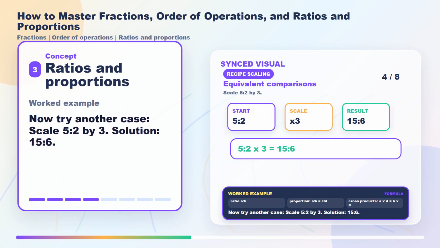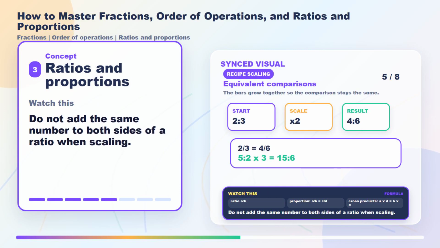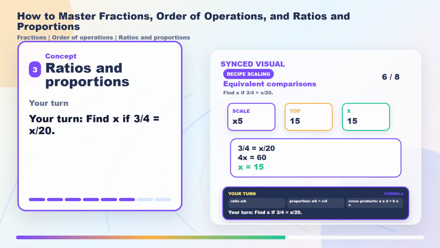Now use the same idea in a new case. Scale 5 to 2 by 3. Step by step, the solution is 15 to 6. Notice the order: identify the quantities, write the operation, calculate, and check the result. The easy mistake is adding instead of multiplying. Do not add the same number to both sides of a ratio when scaling. The fix is simple. Slow down and ask what each number represents before using a rule. Scale the pair, not just one side.